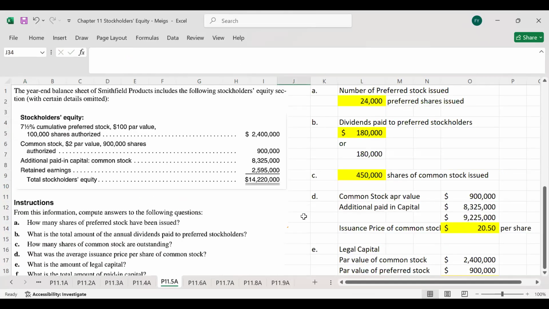This is the complete analysis of the stockholders' equity section. From this section, we computed many different amounts, related to the dividends, the number of preferred or common stock, and so on and so forth.